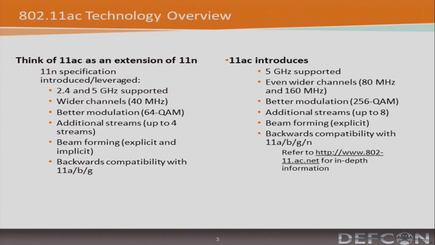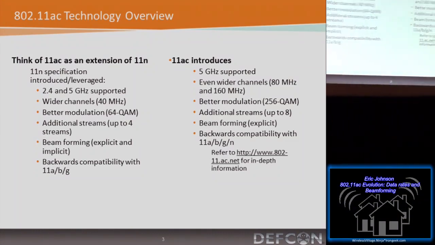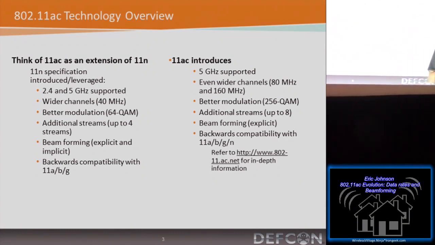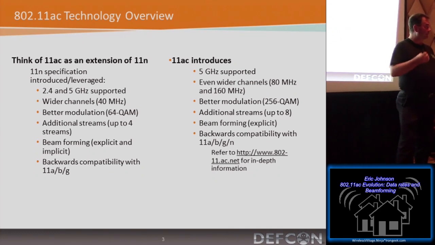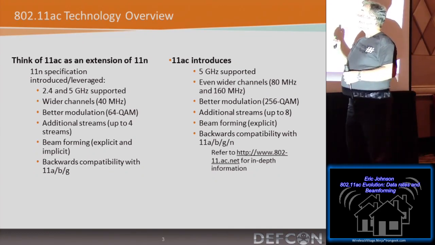All right, so just to give you guys a quick primer, I know that most of you know this. 11AC is really an evolutionary standard. 11N changed the game big time. The introduction of MIMO, multi-in, multi-out antenna technology and radio technology was really groundbreaking. It completely changed the way that we thought about doing commercial radio solutions.